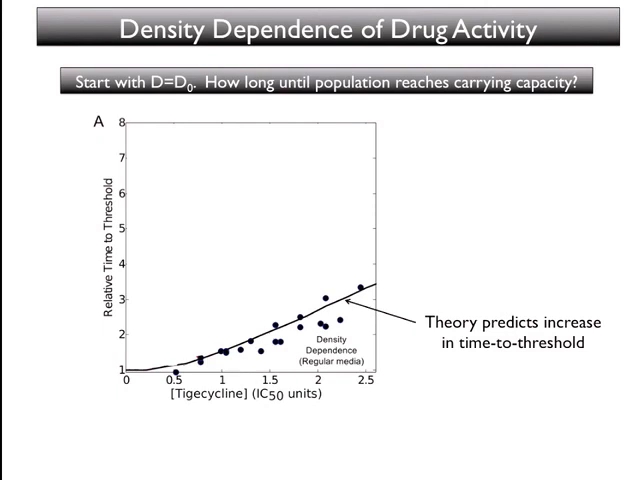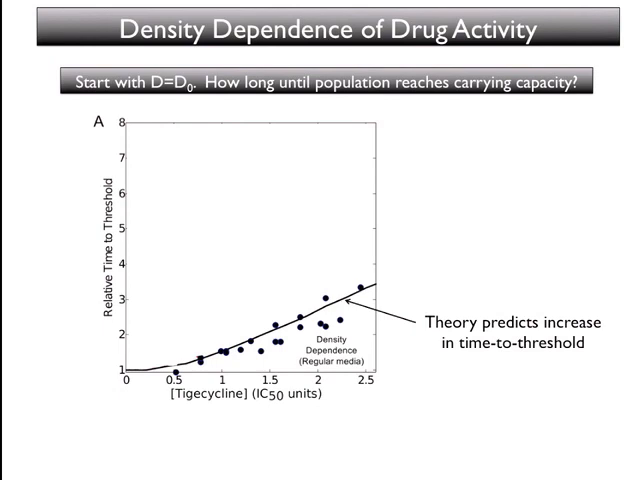So here's an example of the line, which is just a simple theoretical prediction. This is the concentration of drug, and this is the relative time it takes to go to threshold. Right? So qualitatively, there's nothing surprising here. As you use more drug, it takes longer to get to stationary phase. And then we did the experiments, and it's nice, the theory predicts it pretty well, so that's fine.